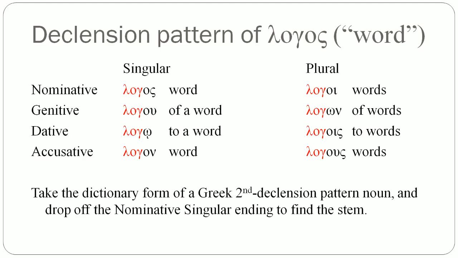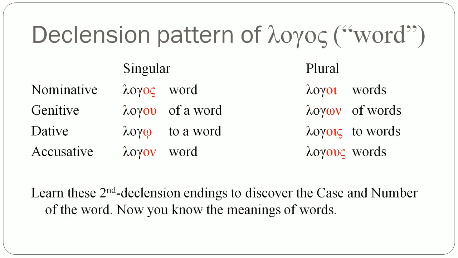What does change, and what gives you the case and number information, are the endings. Just like the verbs, you have these standard endings that you plug onto a non-changing stem, and that is how you know whether a word is nominative, genitive, dative, accusative, and whether it's singular or plural. You can take these endings that are in red and put them onto any other second declension masculine or feminine word, and the information will be exactly the same. That ending omicron upsilon is always going to be genitive singular.